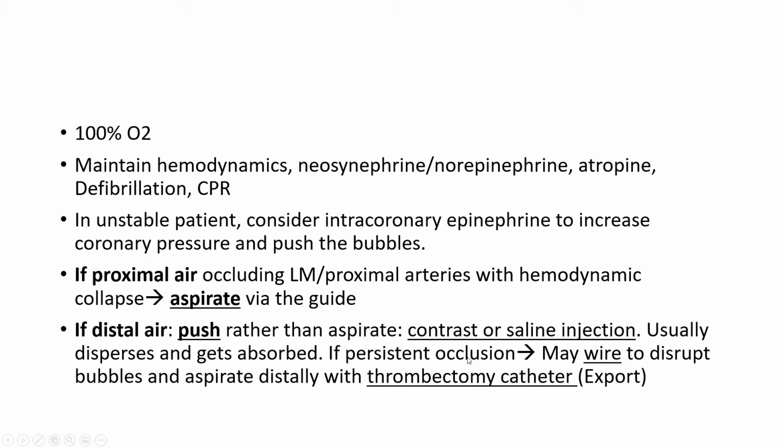If you get persistent occlusion or if there is worsening hemodynamic compromise, then wire the vessel. Wiring by itself can disrupt that bubble and make it absorb more readily. But if that doesn't work, you wire and then advance a thrombectomy catheter and aspirate that air. So this condition, if properly treated, is always reversible, and distal air is often reversible spontaneously. You just need to support the patient for a few minutes. I'll move on to the next topic.